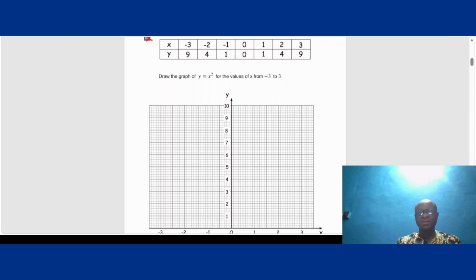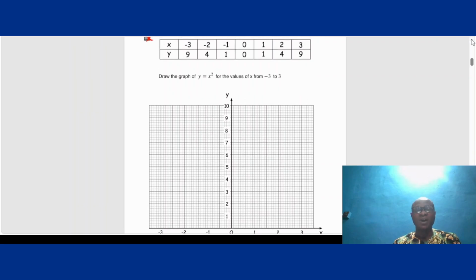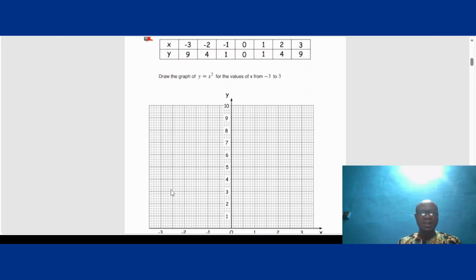Of x, I need to scroll up a bit. Okay. When the value of x is minus 3, then the value of y will be 9. Look at 9 here at minus 3. When x is minus 2, y is 4. When x is minus 1, y is 1.